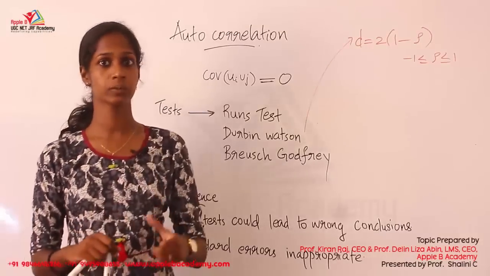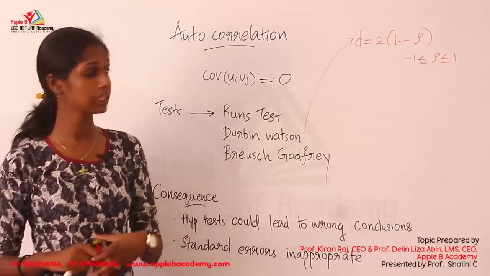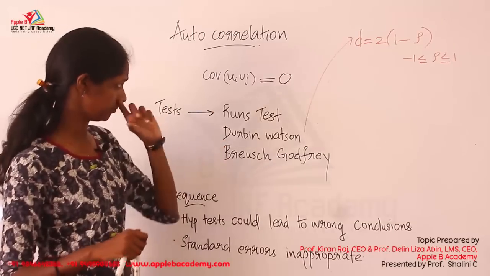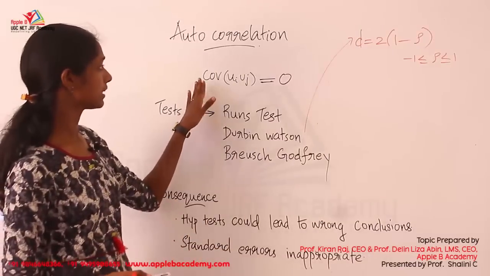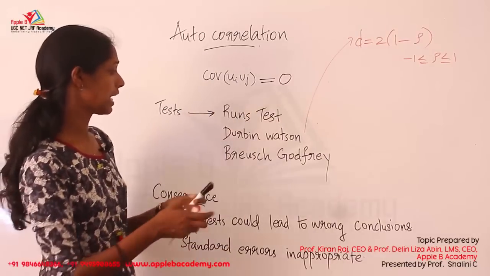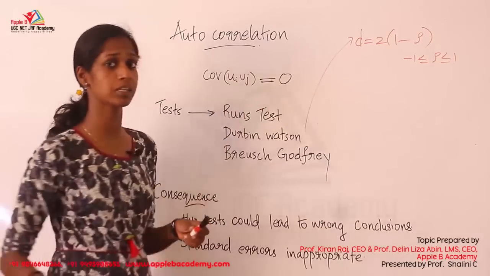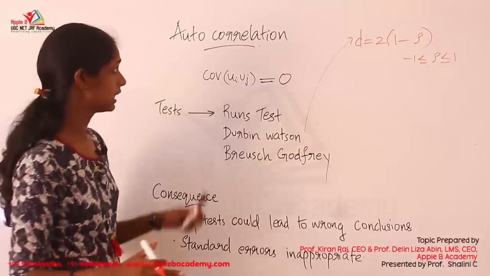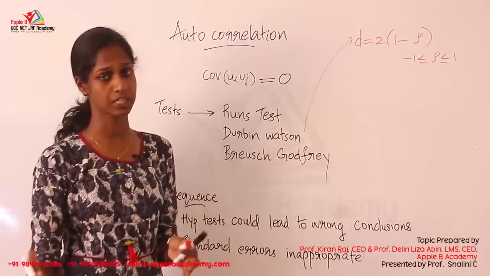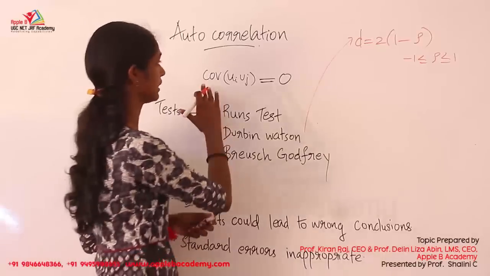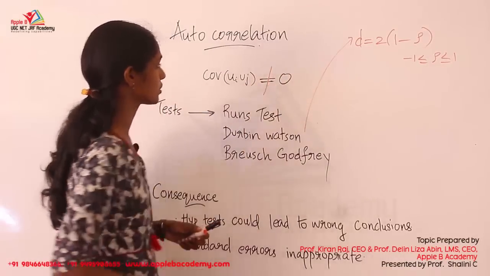So earlier we assumed that there is no autocorrelation between the variables in a classical linear regression model. When you assume there is no autocorrelation, it is said that there is no covariance between the error terms. So covariance of ui uj will be equal to 0 if there is no autocorrelation in the model, but here we have autocorrelation. This is an exception to the assumption. So here the covariance between ui uj will not be equal to 0.